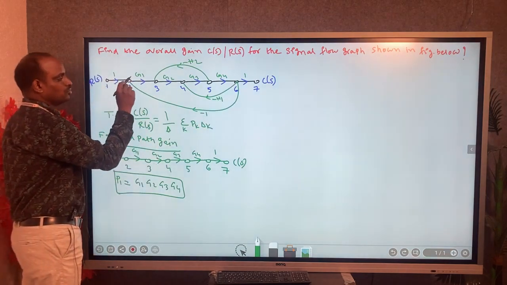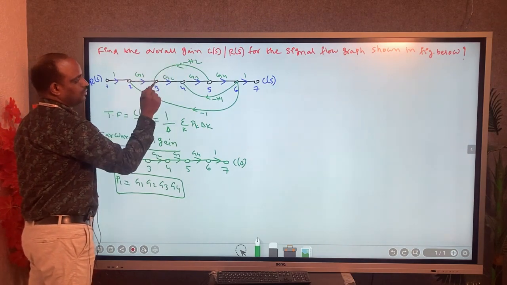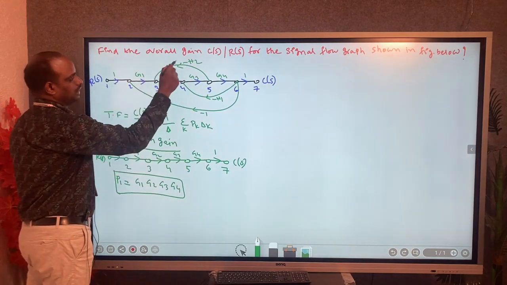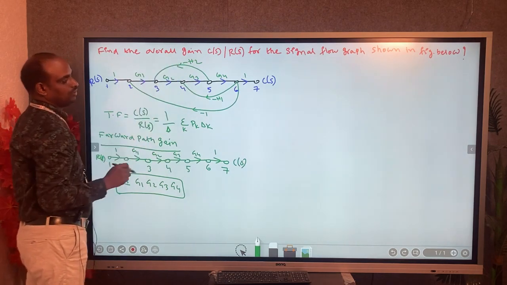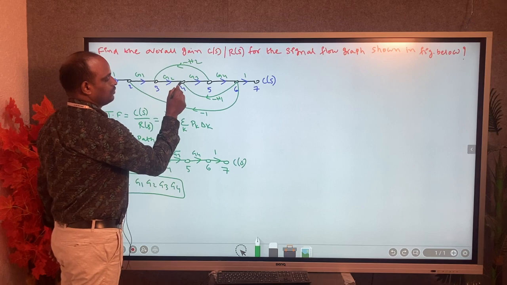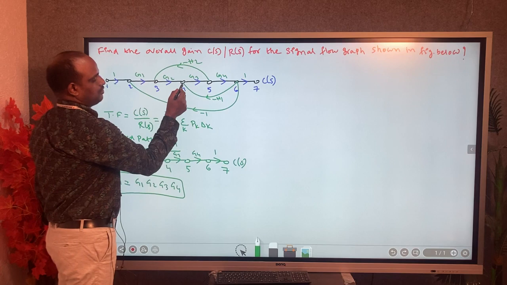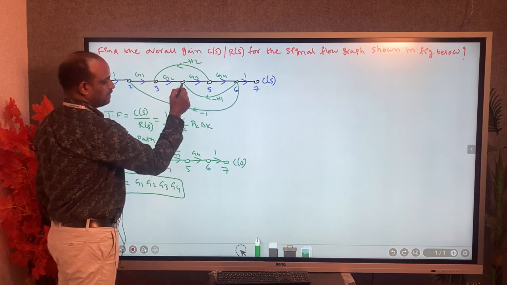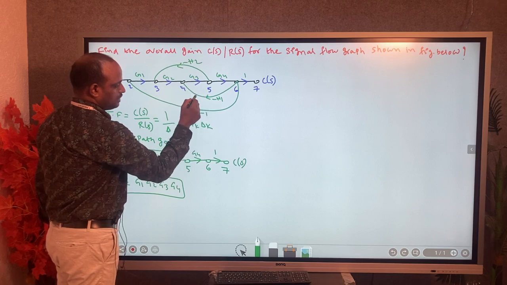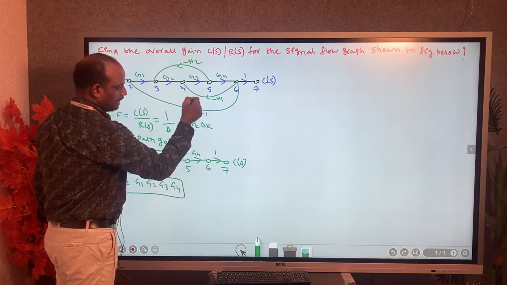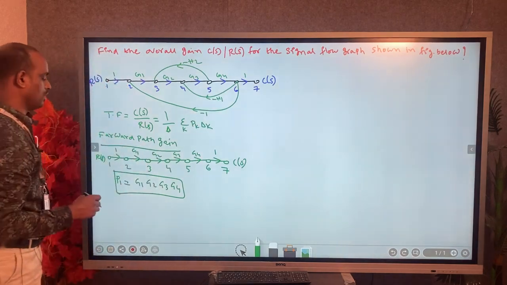Next move to node 3 and check for another possibility. 3 to 4 we have already checked. In the other direction from 3, the signal is flowing in the opposite direction, so it is not a forward path. Next move to node 4. 4 to 5 we have already observed. In the other direction the signal is moving in the opposite direction, so there is no forward path. Here we have only one forward path.